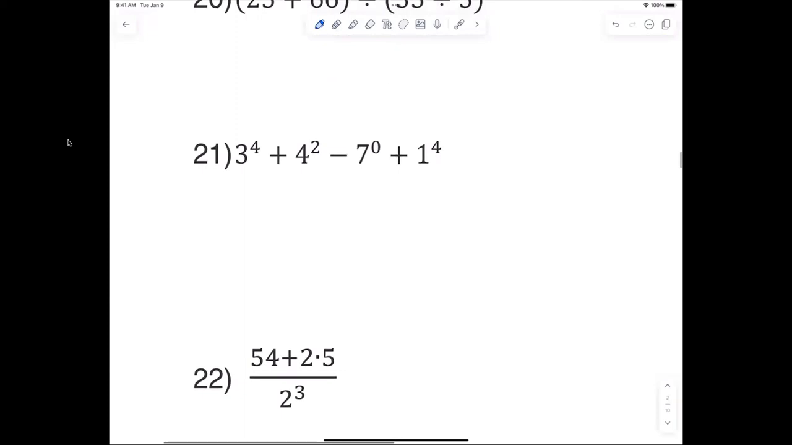All right. Here we go. 3 to the 4th. We all should know 3 to the 4th. Listen to me. Let me help you. 3 to the 4th. Don't do 3 times 3 times 3 and do 27 times 3. Do 3 times 3 is 9. 3 times 3 is 9. 9 times 9 is 81. All right. 81 plus. Everybody knows 4 squared is. Now the hard part. 7 to the 0 power.